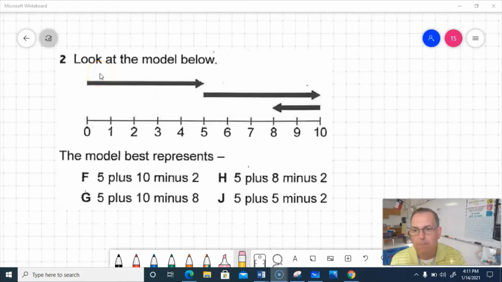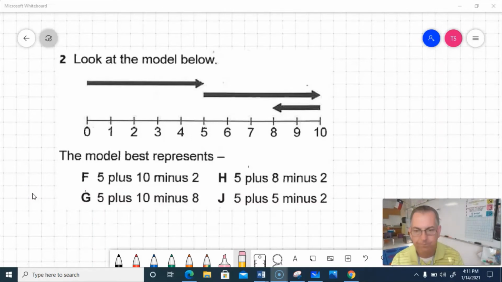Okay, let's look at this problem right here. It says, look at the model below. So it's a number line. And we have to figure out which one of these answer choices best represents the model. So which answer choice best represents the model?